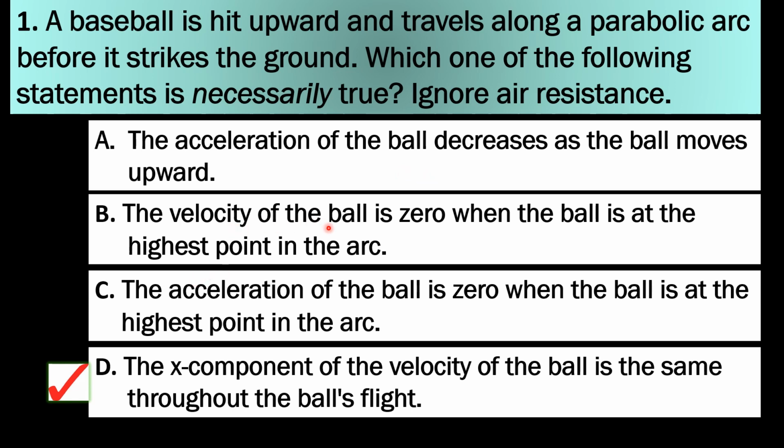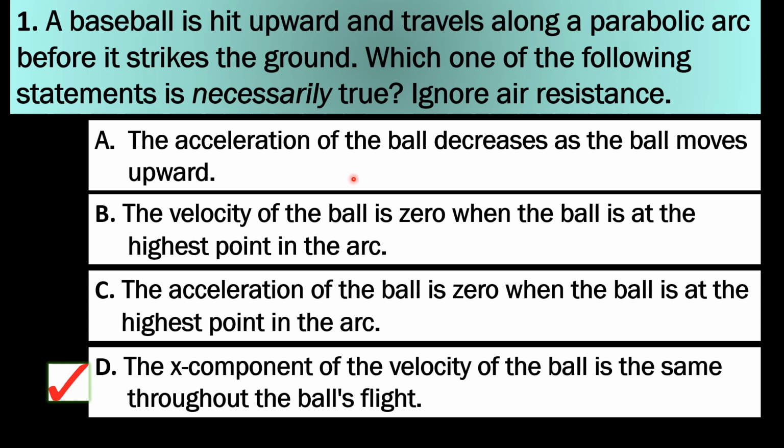Letter B is also incorrect because the velocity of the ball, when it reaches the highest point in its trajectory, is not equal to zero. It's only the vertical component of the velocity that is instantaneously equal to zero. But since the horizontal component is always constant, we say that the actual or resultant velocity is not zero. For letter C, the acceleration of the ball is zero when the ball is at the highest point of the arc.